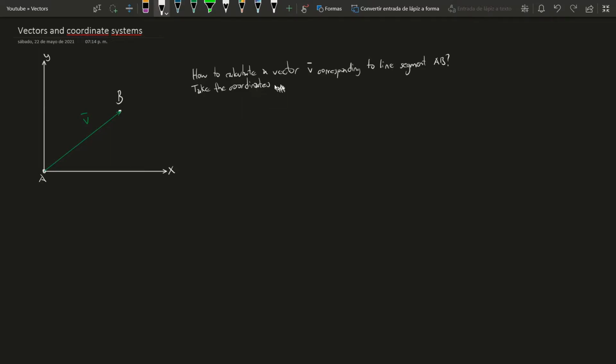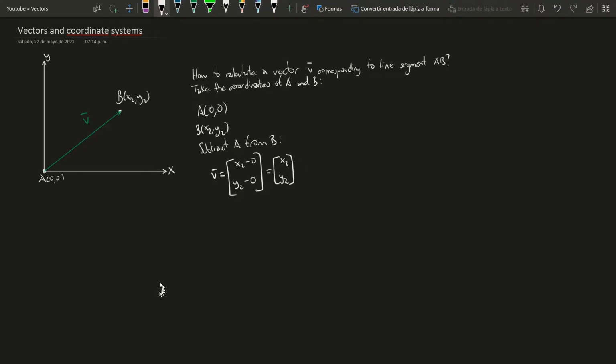To get a vector from this line segment, we must get the coordinates from the endpoint and subtract the coordinates of the beginning point. For this particular case, the vector is x2 minus 0, y2 minus 0, or simply x2, y2. When a vector has its tail at the origin, it can be called a position vector. Why? Well, because the components of a position vector are the same as the coordinates of the point where the tip of the arrow is at, which is exactly what you need to track the position of a particle in space.